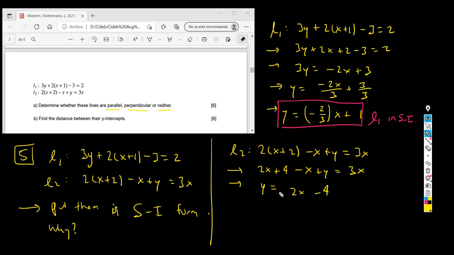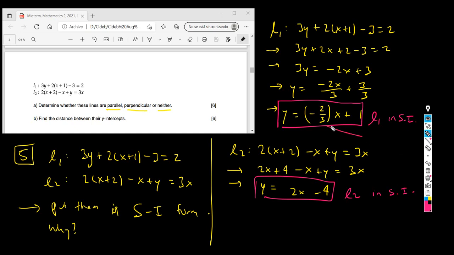Like this, I think I'm correct. Am I missing something? No. 2x plus 4. Yeah, everything seems to be okay. This is x. Yeah, it's okay. I hope I'm not missing something. If you see any mistake, please tell me immediately. So this is line 1 and this is line 2. Line 1, line 2 in slope intercept.